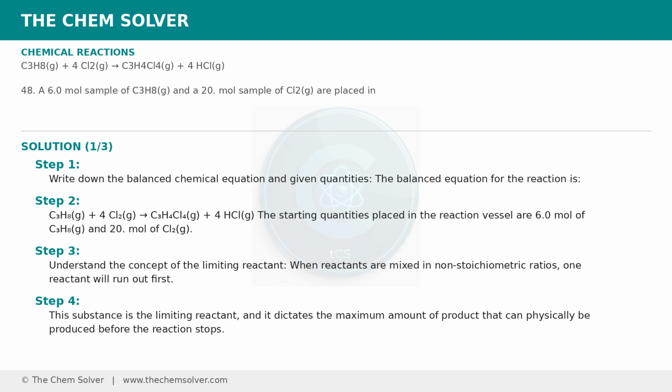Understand the concept of the limiting reactant. When reactants are mixed in non-stoichiometric ratios, one reactant will run out first. This substance is the limiting reactant, and it dictates the maximum amount of product that can physically be produced before the reaction stops.